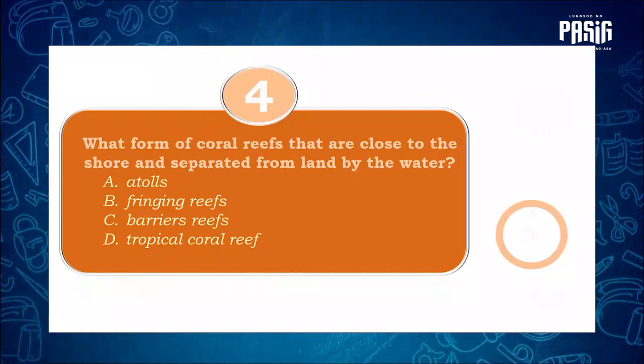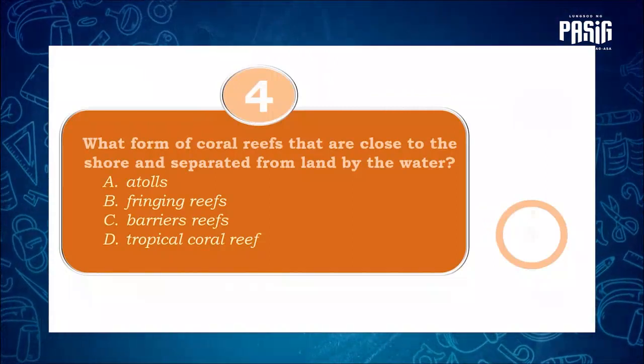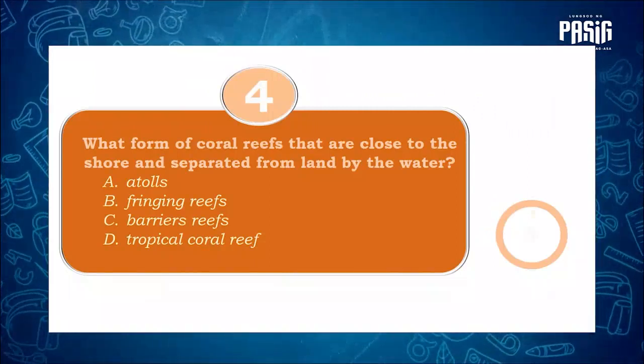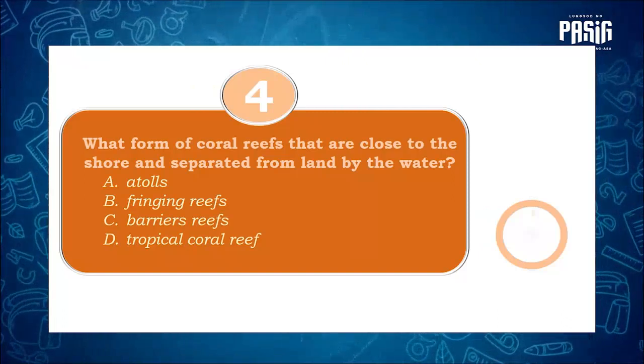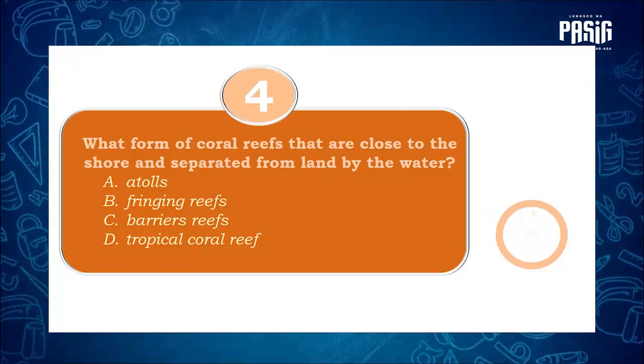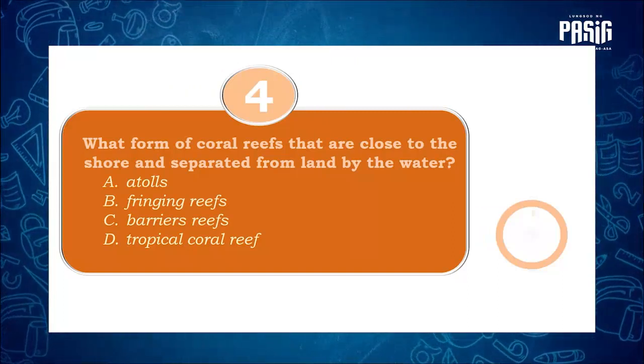Number 4. What form of coral reefs are close to the shore and separated from land by water? A. Atolls. B. Fringing reefs. C. Barrier reefs. Letter D. Tropical coral reef.